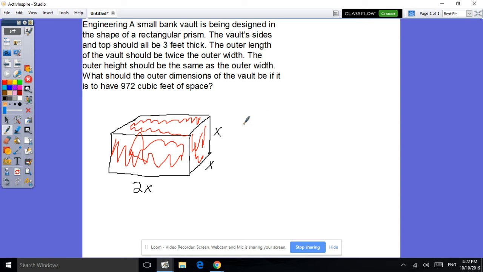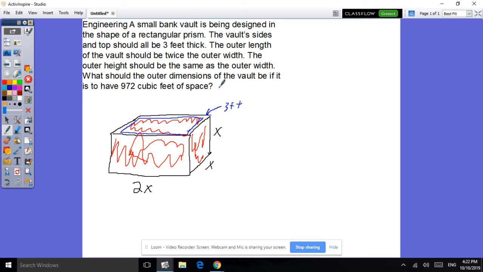So next, it says something about the thickness. It says the vault sides and top should all be 3 feet thick. So we're saying the side, this right here, let's draw that in blue. This is kind of hard to visualize. We're saying the thickness of this. Y'all can visualize this. This is 3 feet thick. It's 3 feet. If that's 3 feet, it says I need to find what the outer dimensions should be.